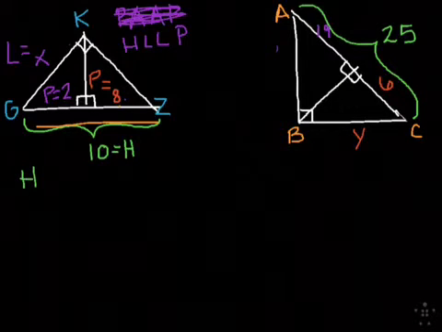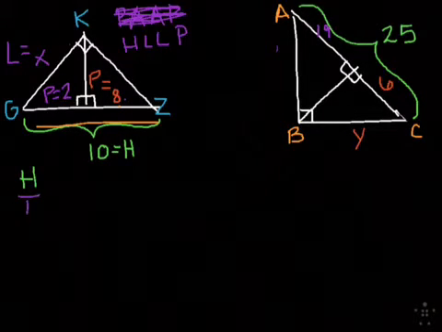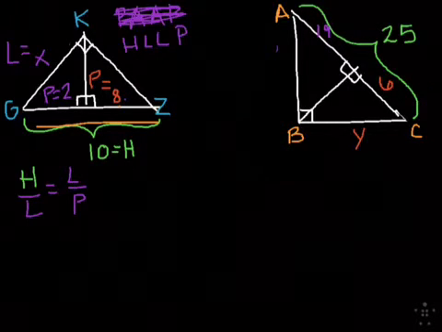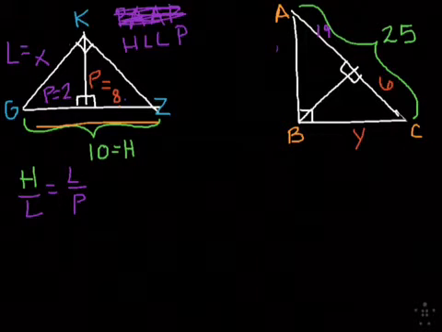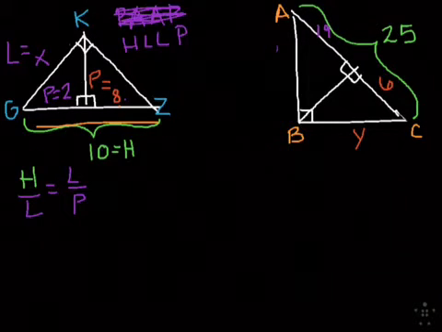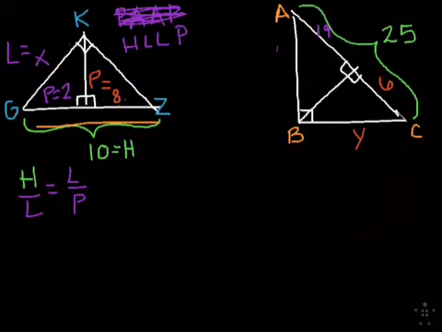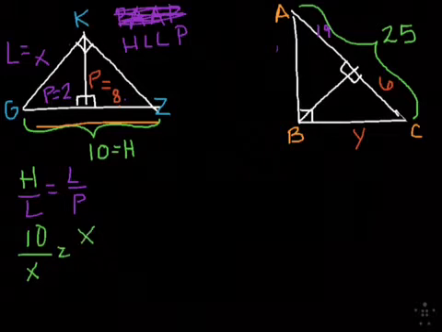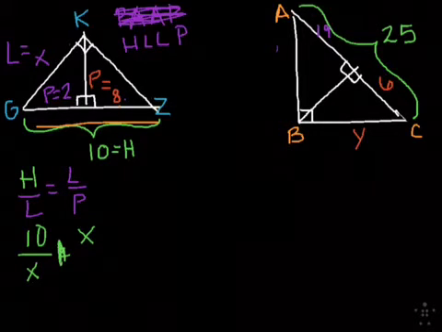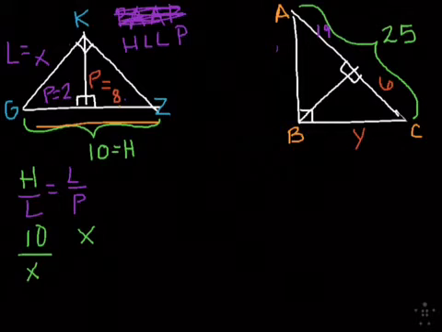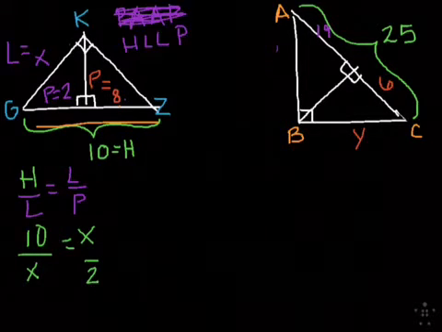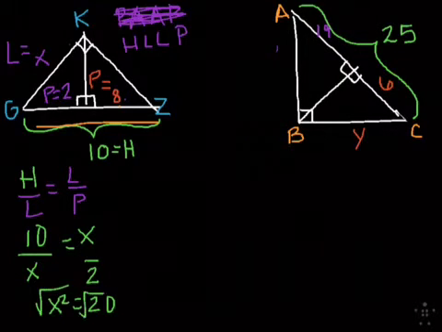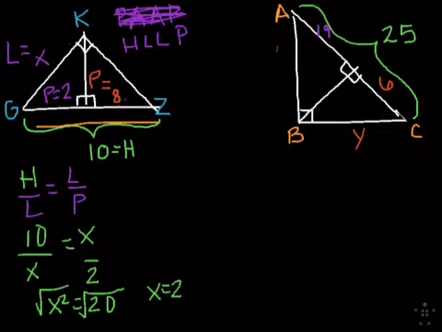So H over the L and the L and the P. And if you see, it was the purple L and P that matched together. Don't involve the red one in there because it's not going to be helpful. So the hypotenuse is 10. The leg is X. And the part you have is 2. Cross multiply, x squared equals 20. Take the square root of both sides. X equals 2 square root 5.